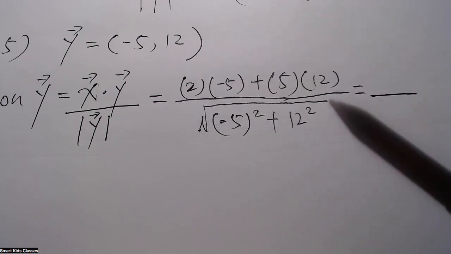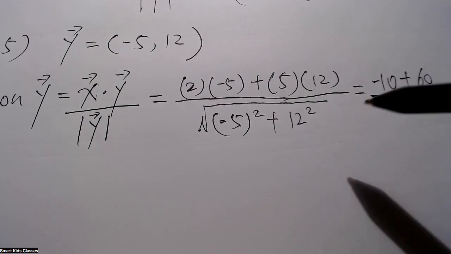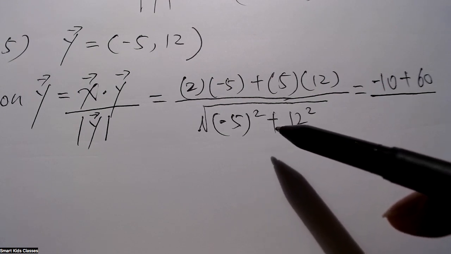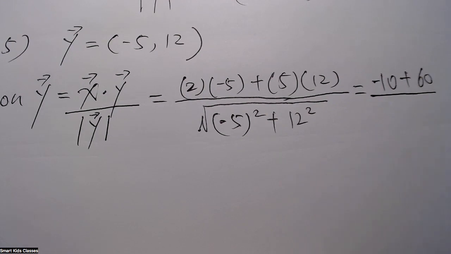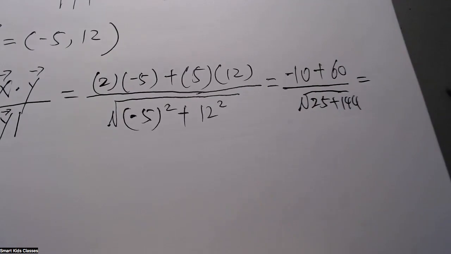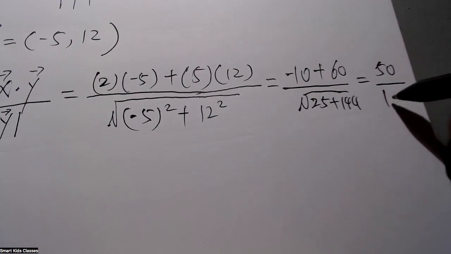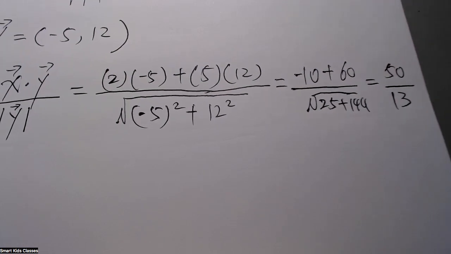2 times negative 5 gives negative 10, plus 60. Here it's going to be the square root of 25 plus 144. So what are we going to get? We get 13, the square root of 169. The answer we got is 50 over 13. This is the answer for the scalar projection.